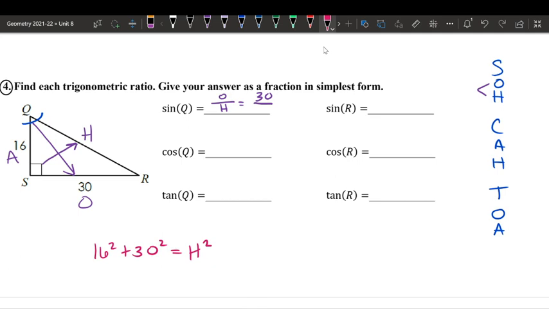16 squared plus 30 squared is 1,156, equals H squared. If I want to find out what H is, remember the inverse operation of squared is to take the square root. So to cancel out the squared, I take the square root. Do that to both sides. It's 34. So 34 equals H.